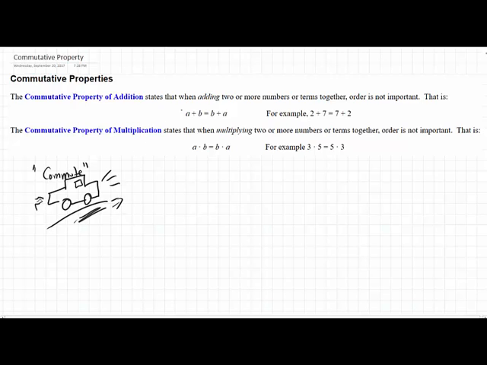Okay, so there's both the commutative property of addition as well as a commutative property of multiplication, and essentially they're just saying that when you're adding or multiplying two or more things together, the order is not important. In other words, you can move it around. So instead of saying 2 plus 7, which is 9, you could also say 7 plus 2, which is also 9. Or instead of saying 3 times 5, which is 15, you could also say 5 times 3, which is also 15.